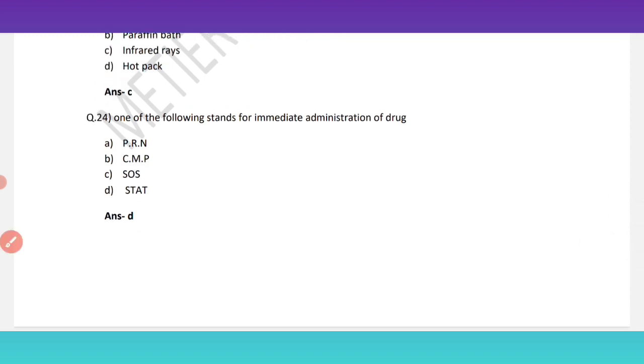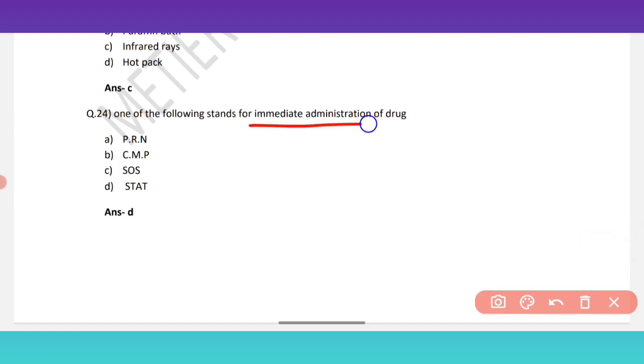Question number 24. One of the following stands for immediate administration of drug. Immediate administration of drug is the keyword. So in which order will we administer the drug immediately? Stat, S-T-A-T. This is the direct question, and here the right answer is stat. What about other options?